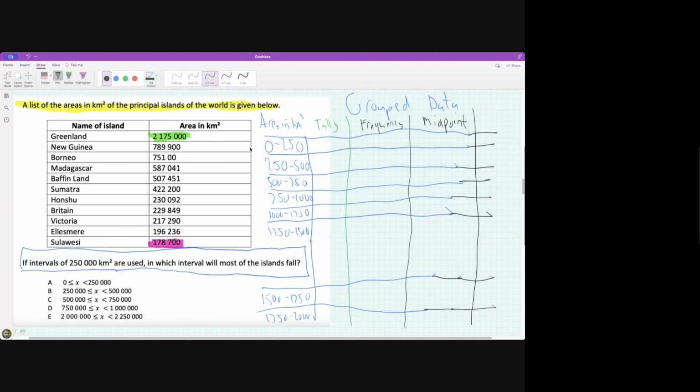Okay, so back to this. What is grouped data? If I go through this for the tally, I'm going to cross off the first one.